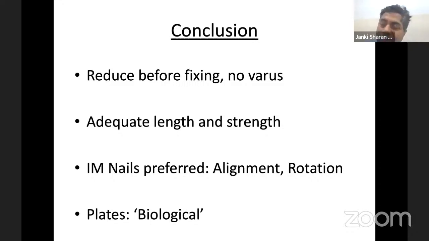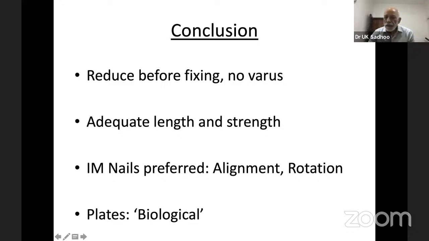But it gives only one attempt, I think, because if the entry is wrong, then it will be very difficult. What you should do is use the chisel that is provided. Ensure that while you are entering, both in the AP and in the lateral view, it stays in the center. Must. If you are veering away, then take it out and start again.